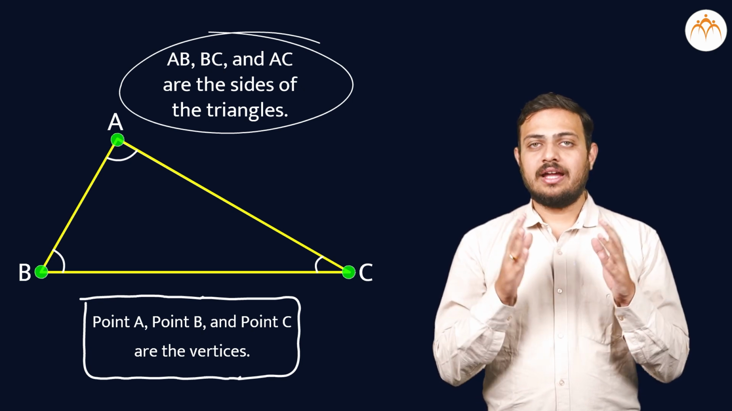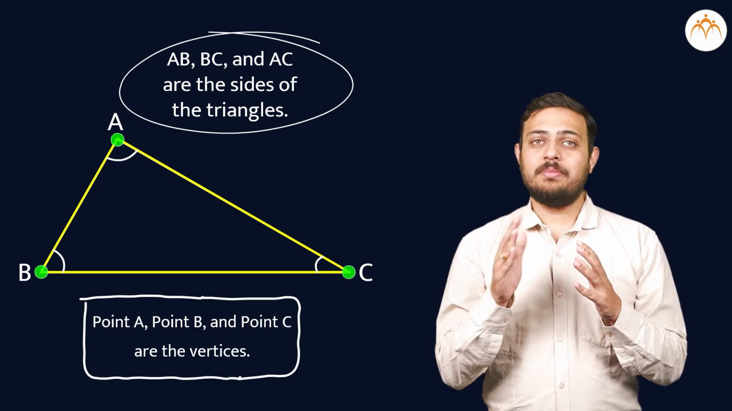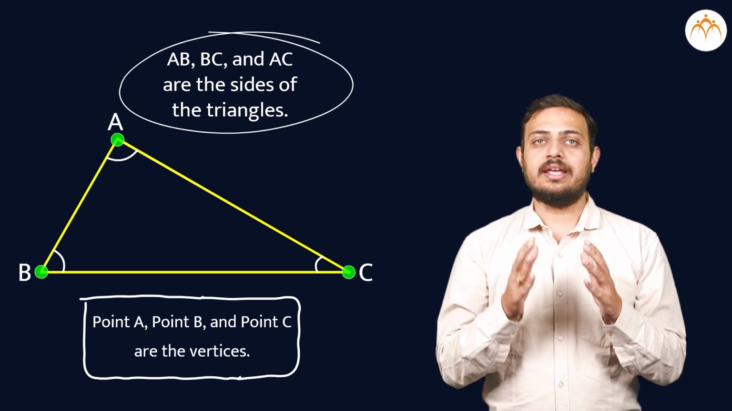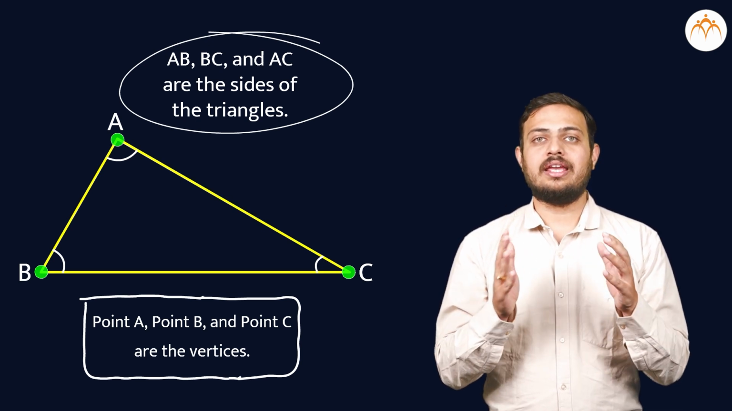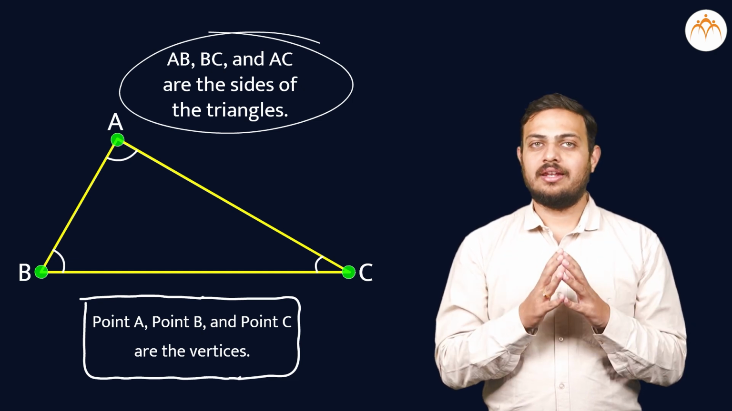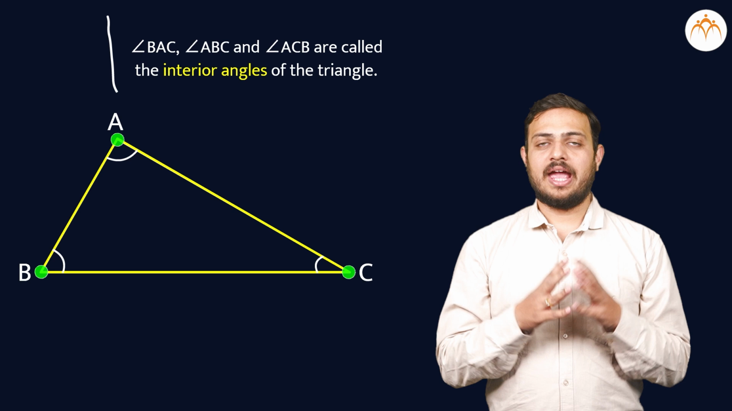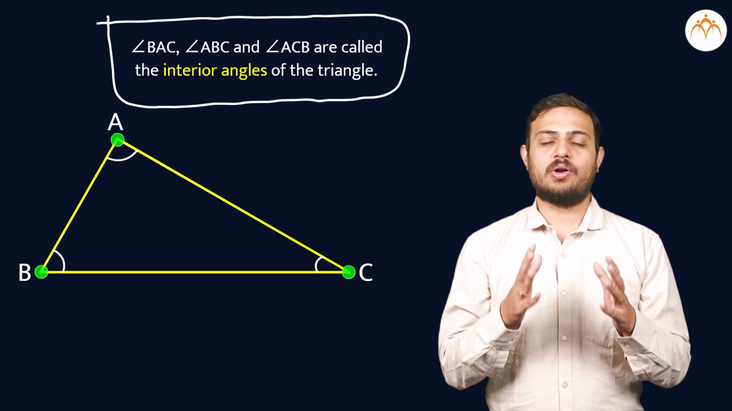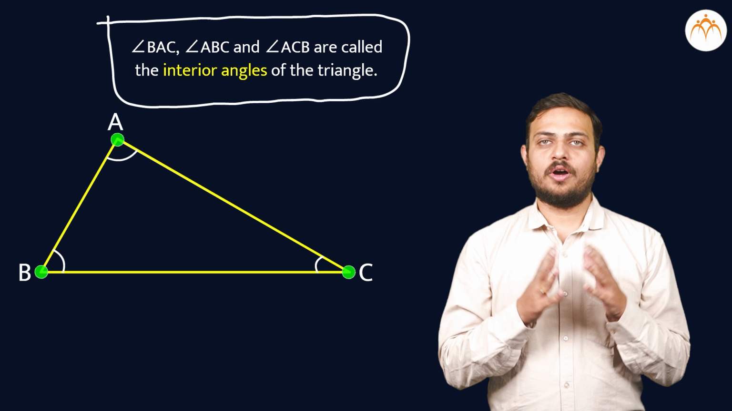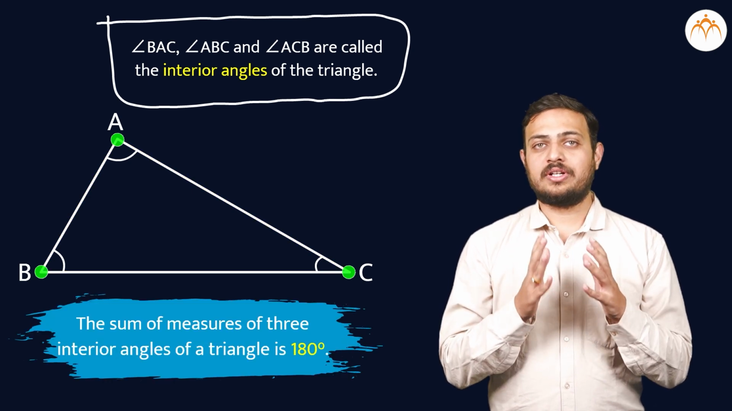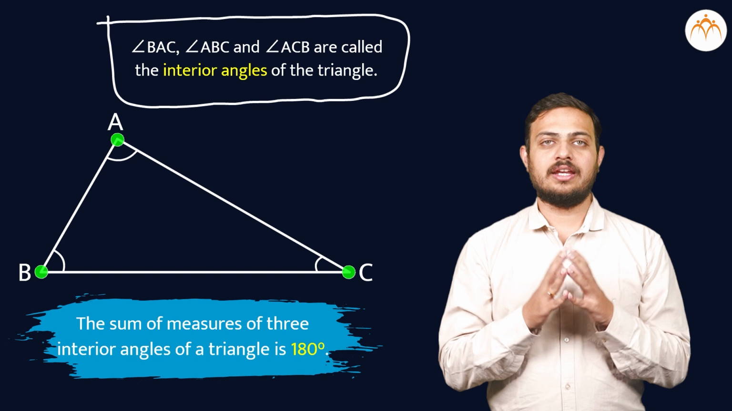Note that angle BAC, angle ABC and angle ACB lie completely inside triangle ABC. Their arms are the sides of the triangle. These angles, angle BAC, angle ABC and angle ACB, are called the interior angles of the triangle. The sum of 3 interior angles of a triangle is 180 degrees.